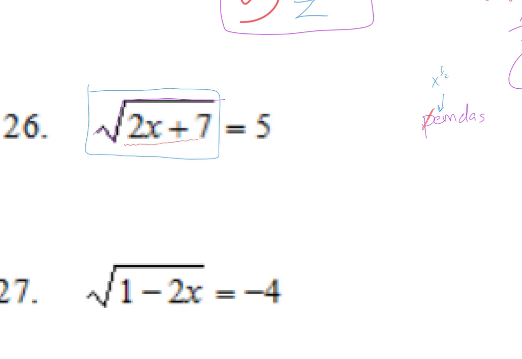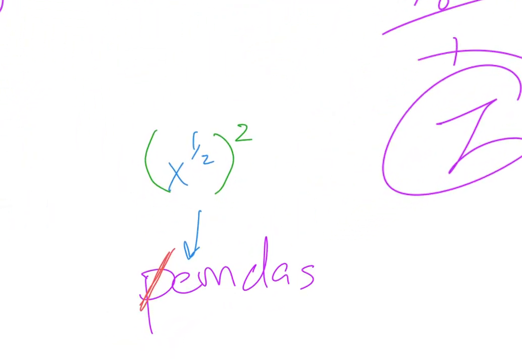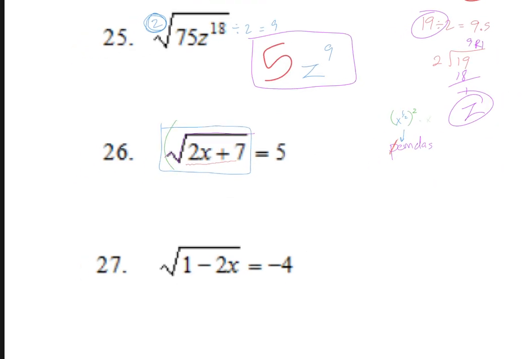So here's what I'm going to do. I'm going to square that, and what happens when you have a power to a power is this just becomes x. So I'm going to square my square root, and if I do it to one side, I have to do it to the other. I end up getting 2x plus 7 equals 25. And now this is a super easy problem. I subtract 7. I divide by 2. I'm done. That's it.